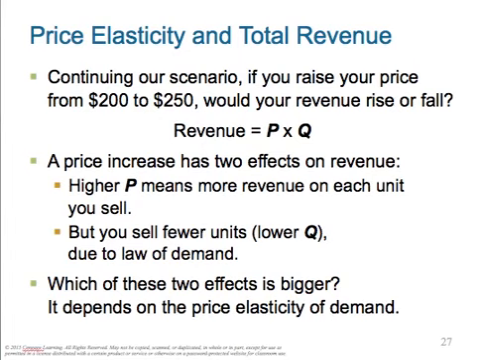The higher price means more revenue for each unit you sell. But we all know if you raise your price, you're probably going to sell fewer units. But you sell fewer units, lower Q, due to the law of demand. So these 2 things work against each other. Which of these 2 effects is bigger? Because that'll determine what happens to your revenue. It all depends on the price elasticity of demand.